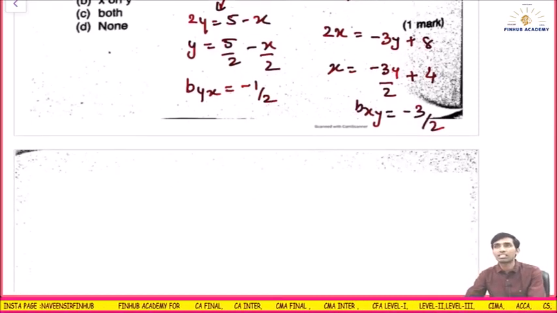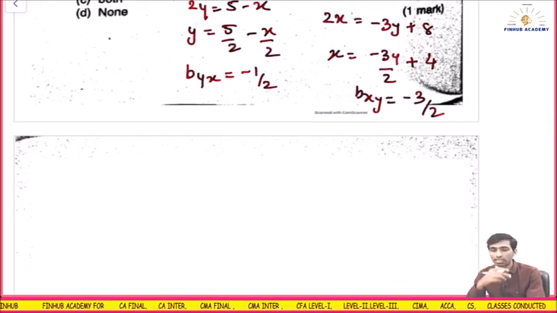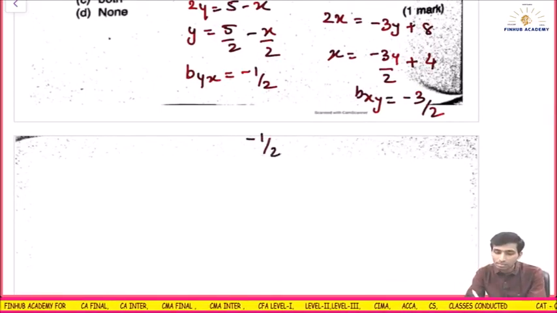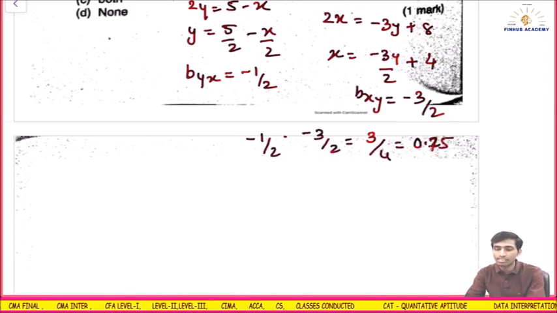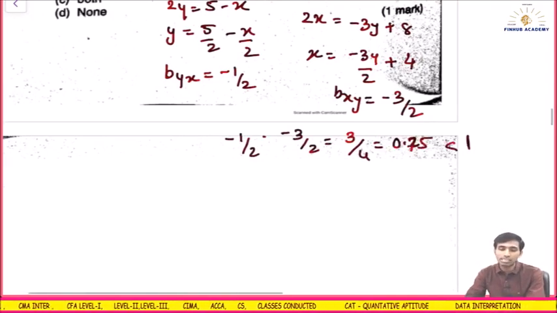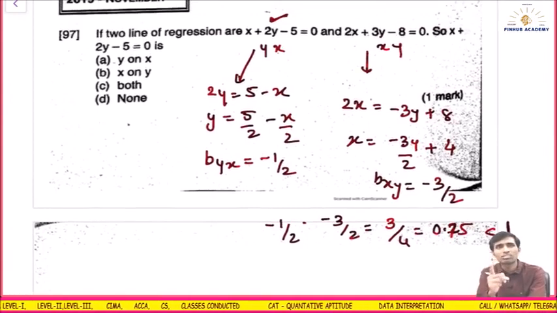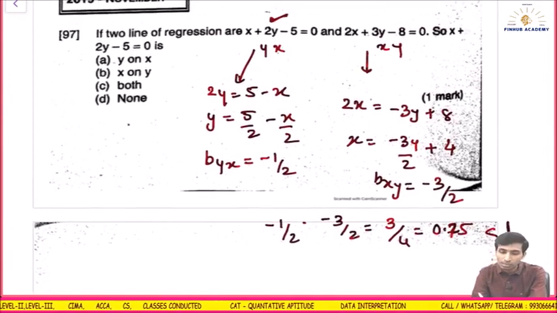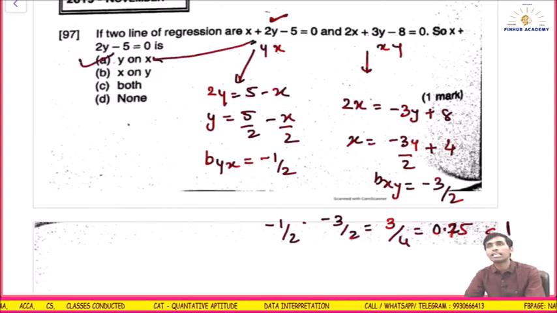What I said is the condition: the multiplication of these two should be less than or equal to 1. So let us check. Minus 1 by 2 into minus 3 by 2. Minus minus will become plus, 3 by 4. The answer is 0.75. It is less than 1. That means our assumption is right. One sum we did. So this is b y on x. This equation is y on x. So the answer is A. Understood?